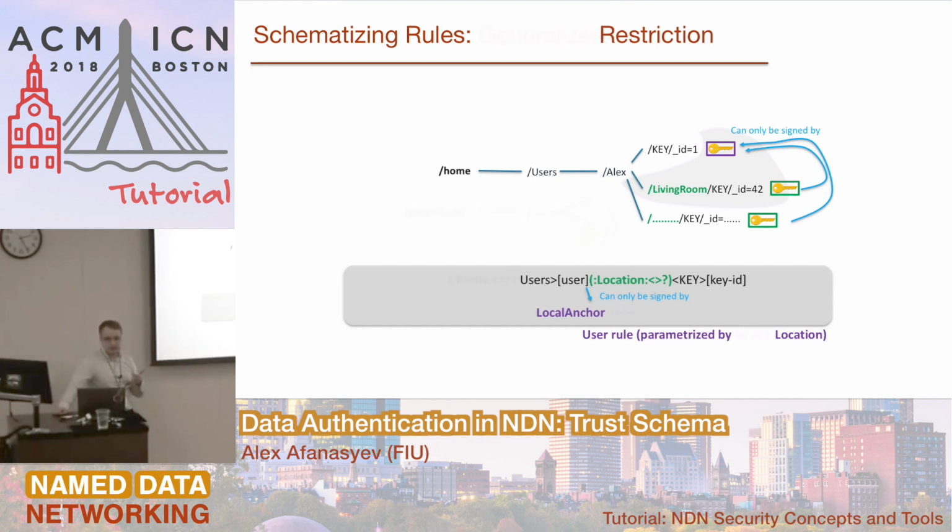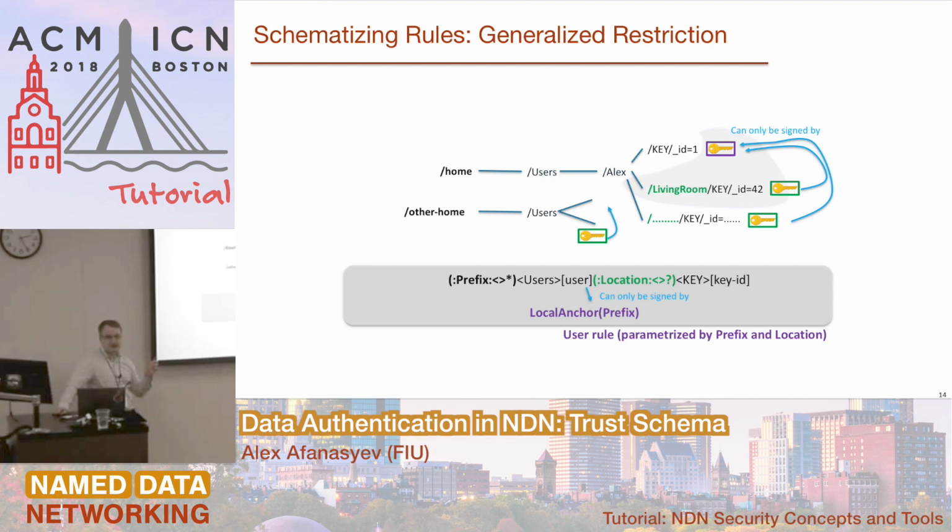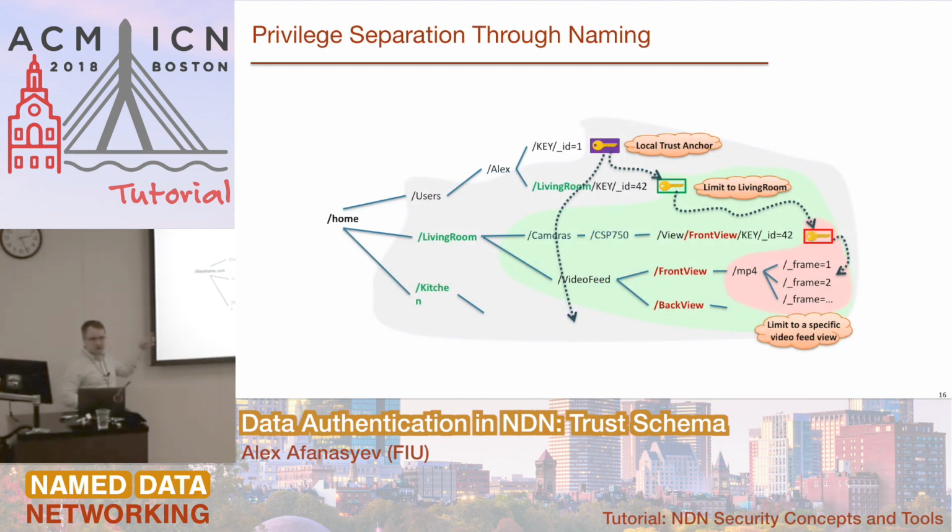And you can actually go even further, by not restricting this rule to the home environment with home users, but generalizing the prefix. Any kind of prefix, user, username, and location can be signed by the local trust anchor. So this was just for the first level, the trust anchor and the first keys, and this is just the circles of power of the keys.